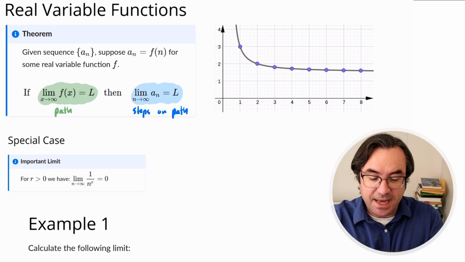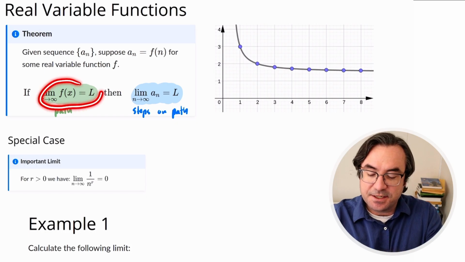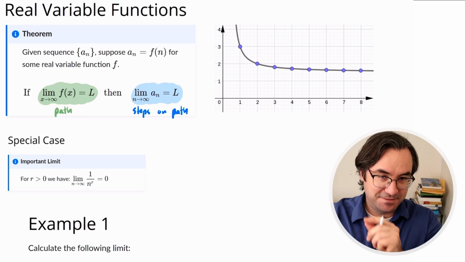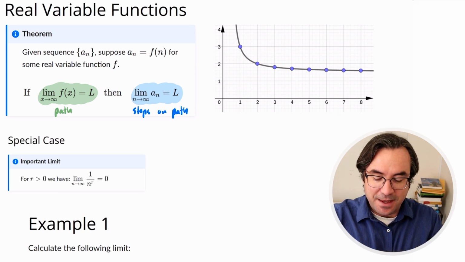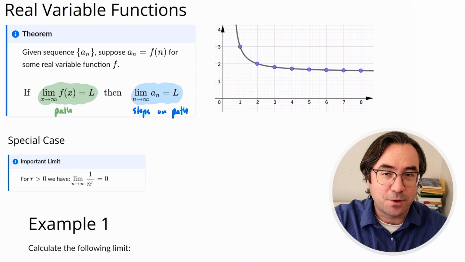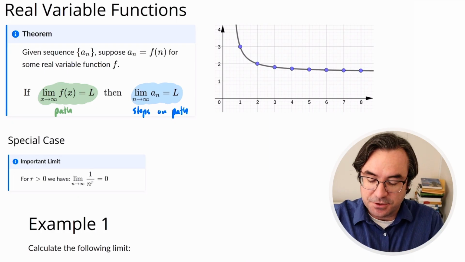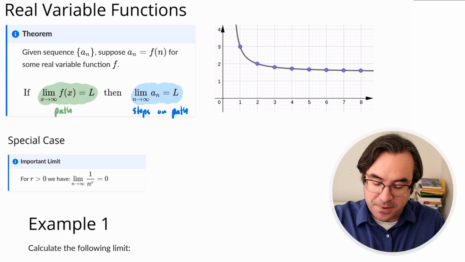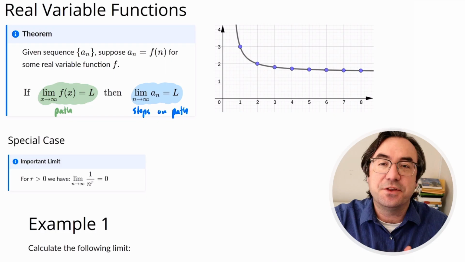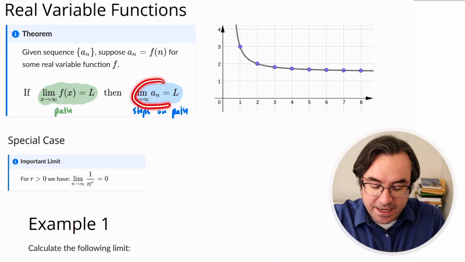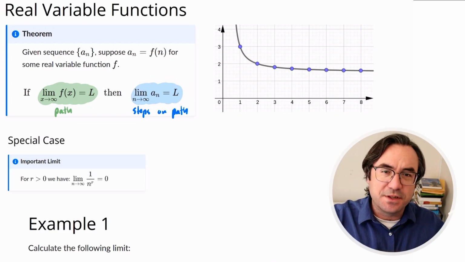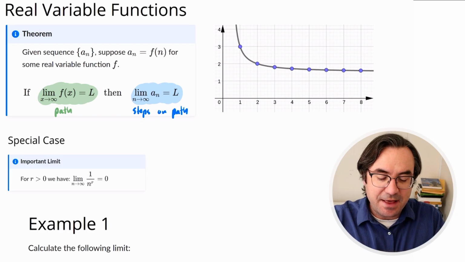So what this theorem says is if our function is taking us somewhere and we're walking along our path, walking along that curve, well then we're going to the same place. So if our function is going somewhere, if our curve is going somewhere, if our path is going somewhere, and we're taking steps along that path, well, we're going to the same place. And you can kind of see that here.